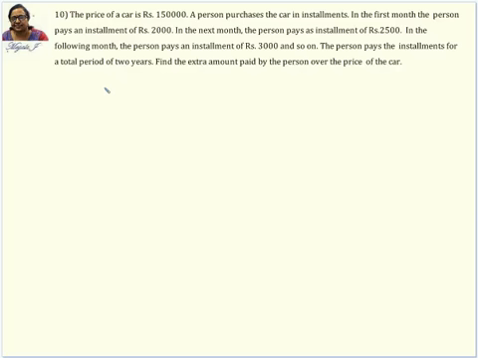Read the problem. The price of the car is 1,50,000. A person purchases a car in installments. In the first month, the person pays an installment of rupees 2,000. The next month, he pays 2,500. In the following month, the person pays an installment of 3,000, and so on. The person pays the installment for a total period of 2 years. Find the extra amount paid by the person over the price of the car.